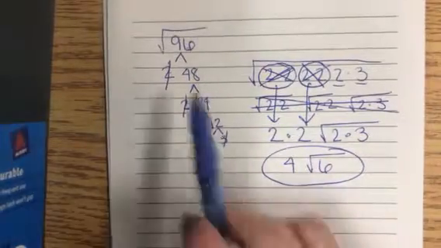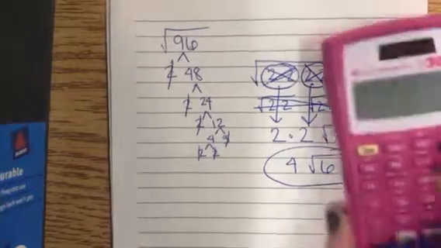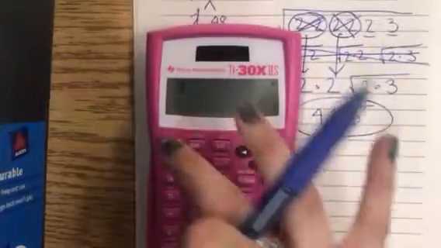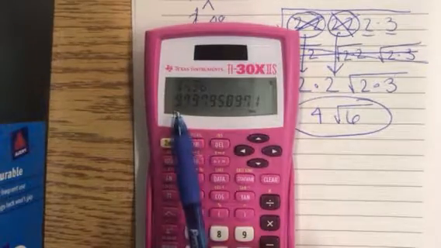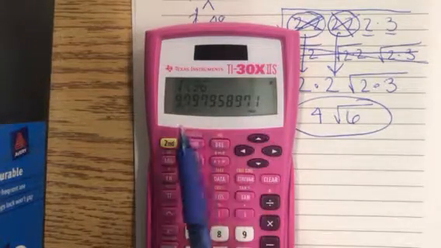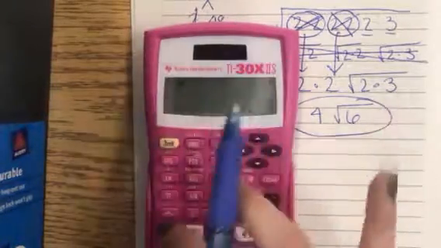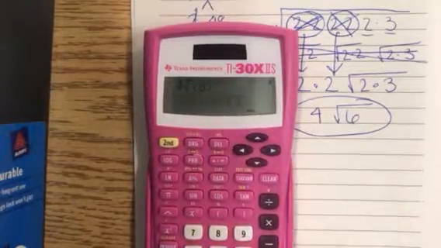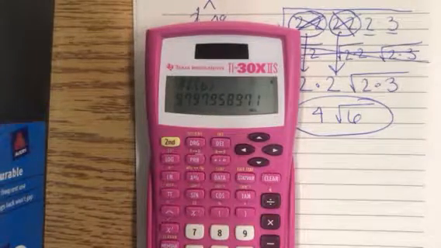And so our simplified answer of the square root of 96 would be 4 square root 6. If you wanted to check and make sure you did it right in your calculator, you could type in the square root of 96. Okay, and we get this big long decimal. You just have to kind of look at it and see what it is. And then type into your calculator 4 and then the square root of 6. And notice you get the same decimal out, so we know that those are equivalent numbers.